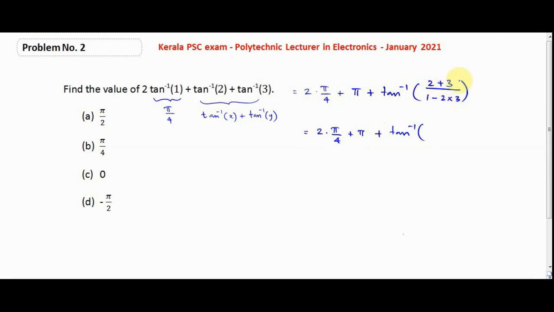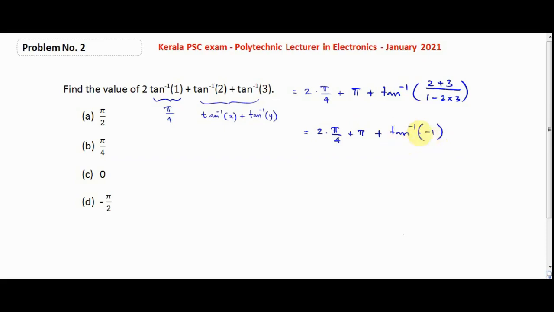Okay, so numerator term will be 5, and in the denominator we have 1 minus 2 into 3, that is 1 minus 6, so that is minus 5. So 5 by minus 5, we will get it as minus 1. Okay, so the expression reduces to 2 into pi by 4 plus pi plus tan inverse of minus 1.